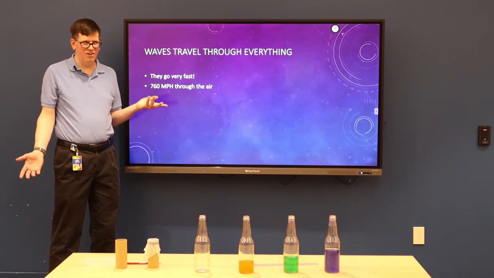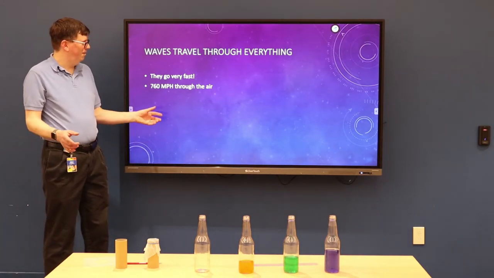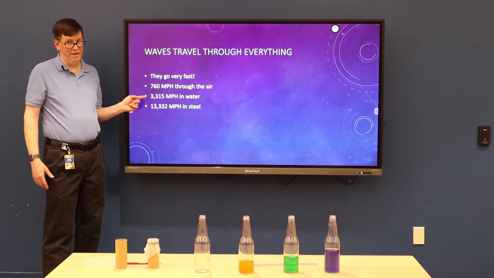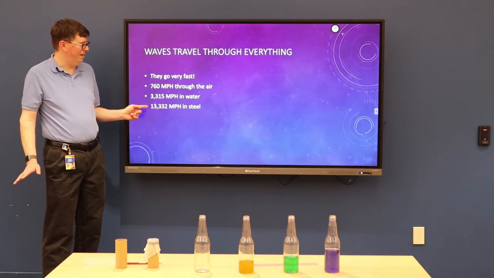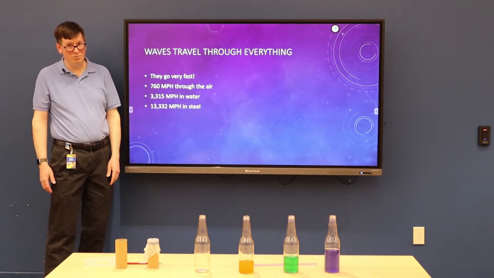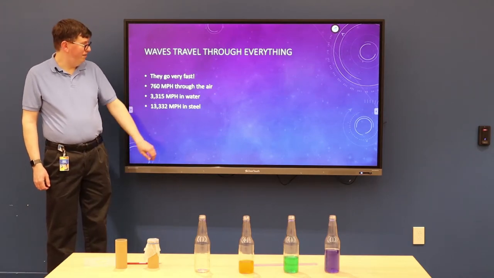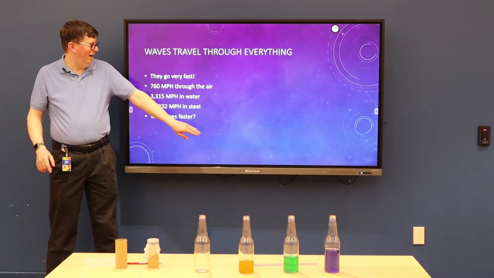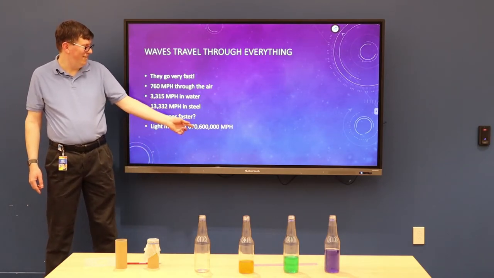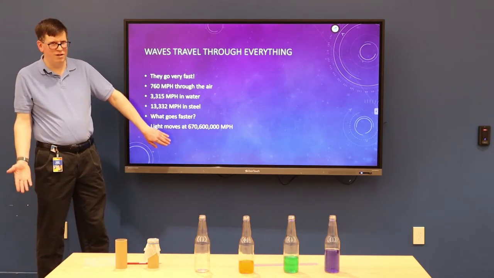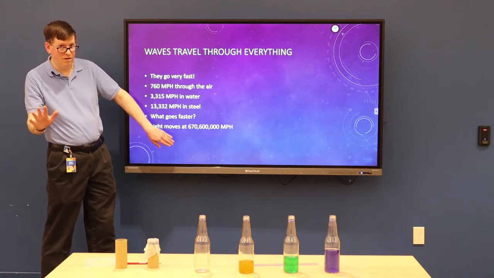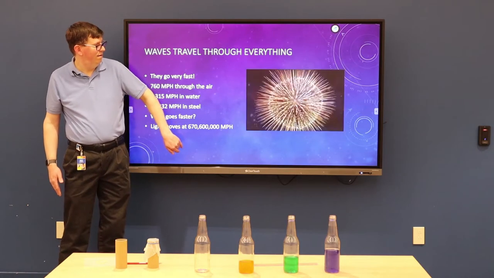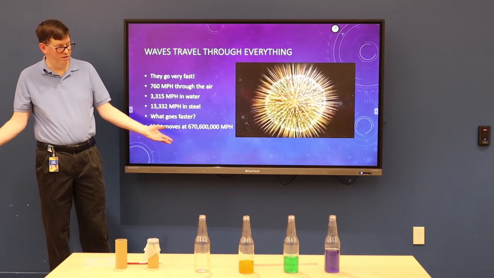Now, do you think it would be faster or slower in liquids and solids? Remember, in air the molecules are farther apart. They travel a lot faster in water, way faster than that in solid. 13,000 miles an hour through steel, which is one of the hardest things we have. But what travels faster than that? All right. You all know the answer to this. Light moves at 670 million miles per hour. And you've observed this, like lightning. You might see a flash of lightning, but then you don't hear the sound for a while. The light is moving a lot faster than the sound. Or fireworks, sometimes you hear the boom. Sometimes you see the flash before you hear the boom.